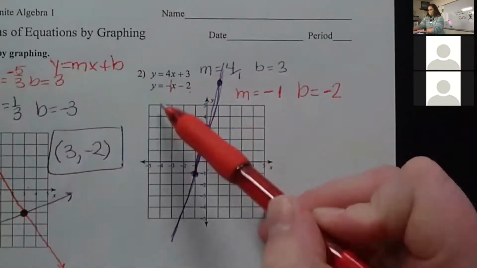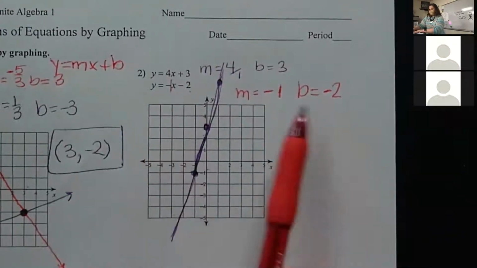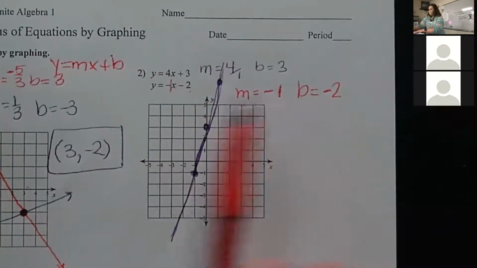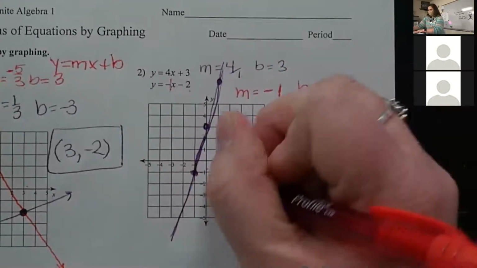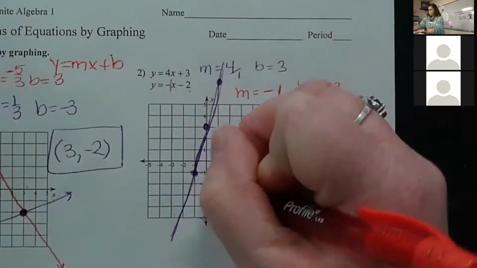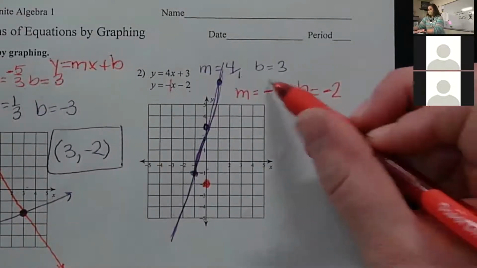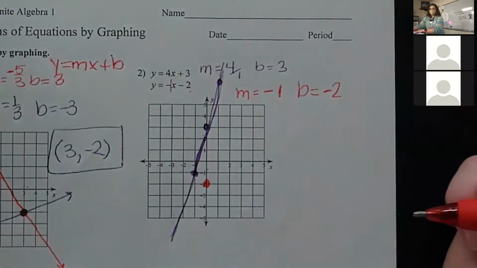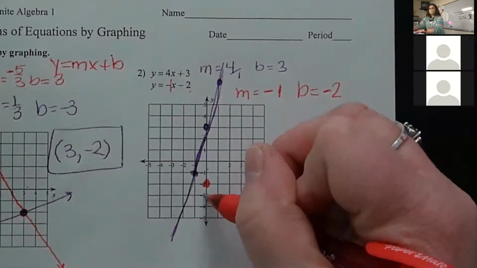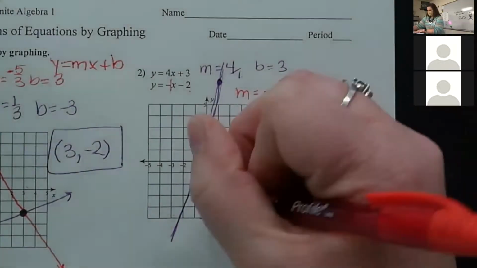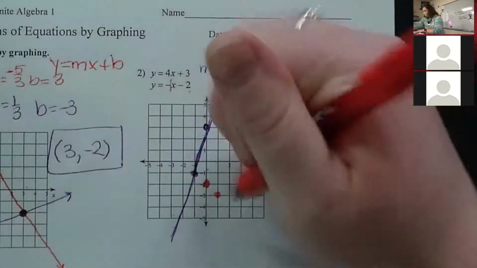Okay, back to this one. Remember, there's a -1 in front of the x, so that gives me an m. And my b was -2, so I need to start at -2. From there, it's a -1, so do I go up or down? Down 1 over how many? 1. Remember, if there's no bottom number, you've got to put that in.